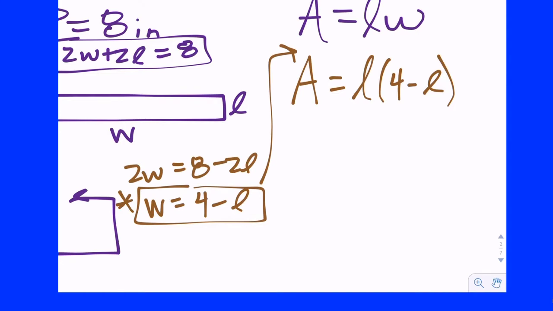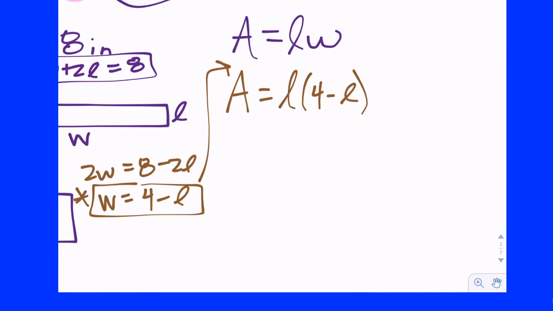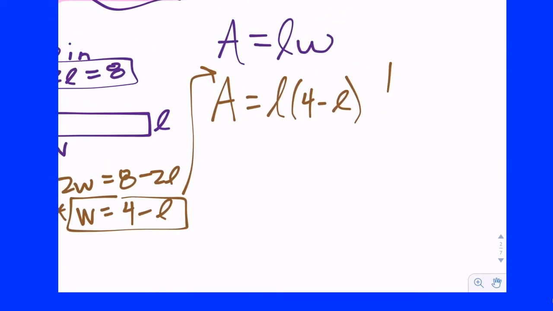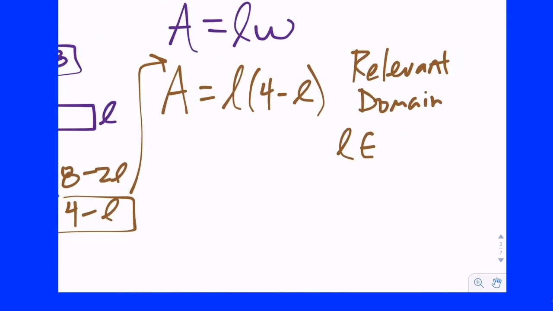Since we have the area now in terms of a single variable, this is a great time to think of a relevant domain. Relevant domain for L, right? L has to be, let's see, the pipe cleaner's 8 inches. What's the smallest L could be? Not quite 0. If you let it equal 0, then the height would be 8, and you have not a rectangle at all. You have what's called an 8-inch long pipe cleaner. You haven't bent it at all.